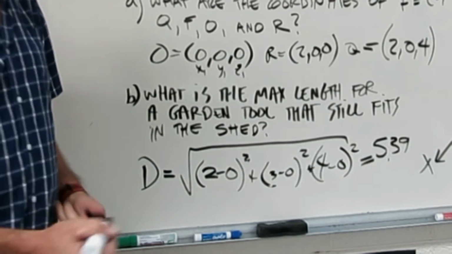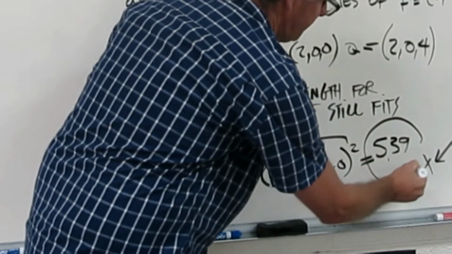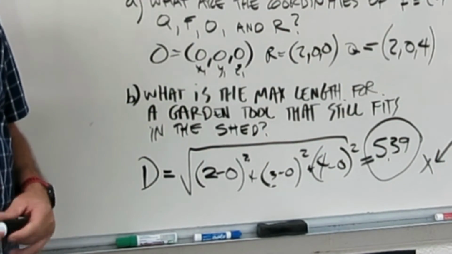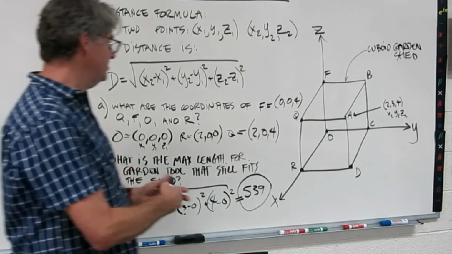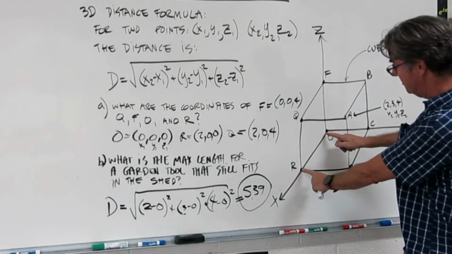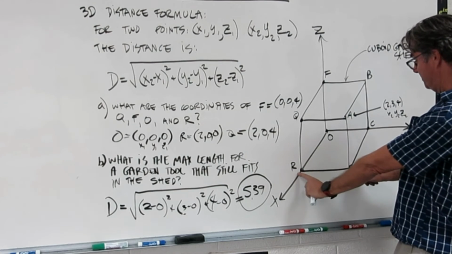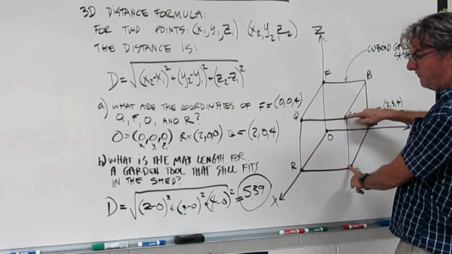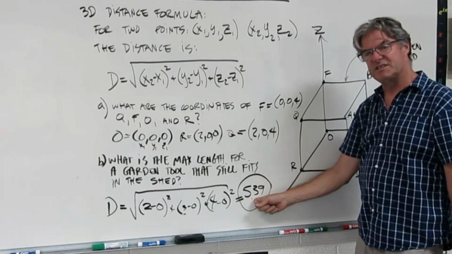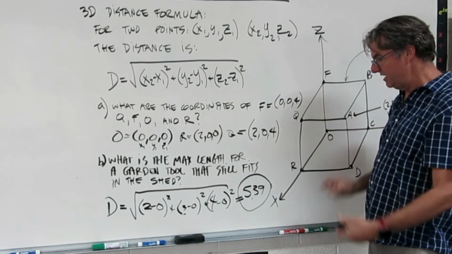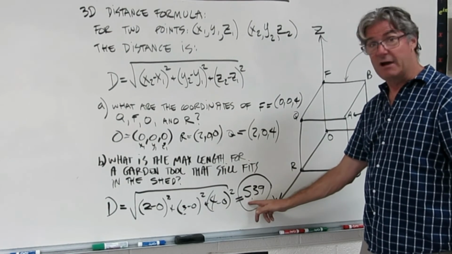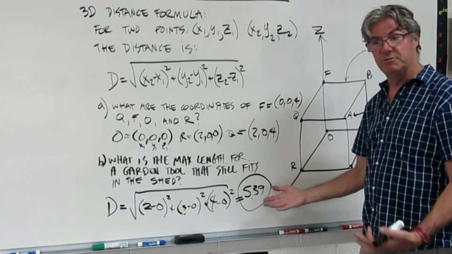Okay, let's see how you did. My answer is 5.39 to 3 sig figs. Let's do the reasonableness test, okay? So take a look at your box. You notice this dimension is 2, this dimension is 3, and that dimension is 4. So if a diagonal of the box is 5.39, that makes sense. It's within the realm of possibility. If we got 1, that would be bad. If we got 20, that would be bad.